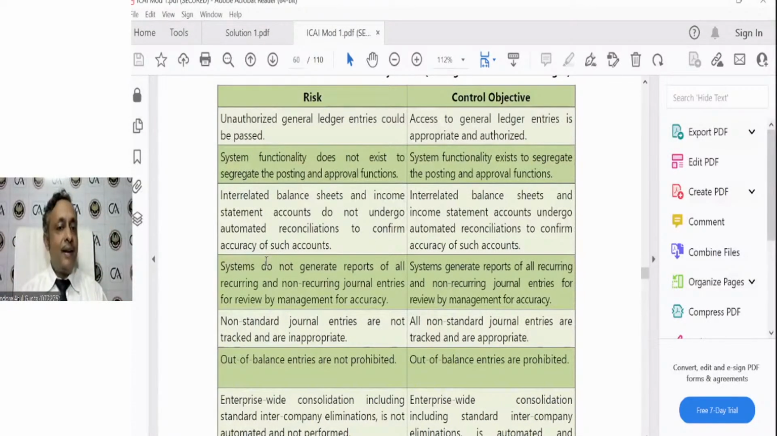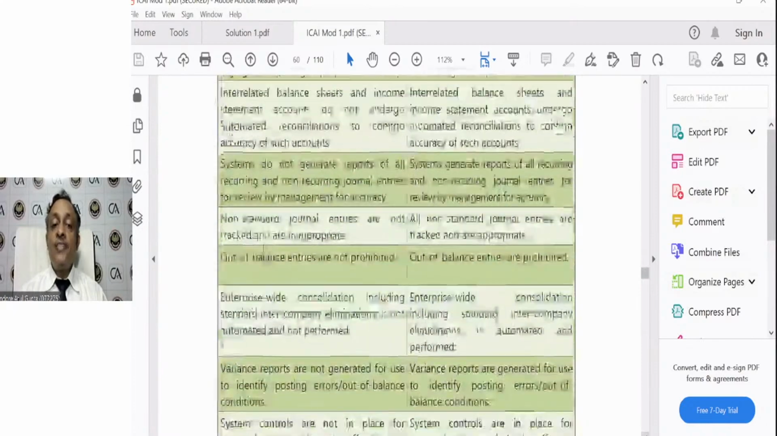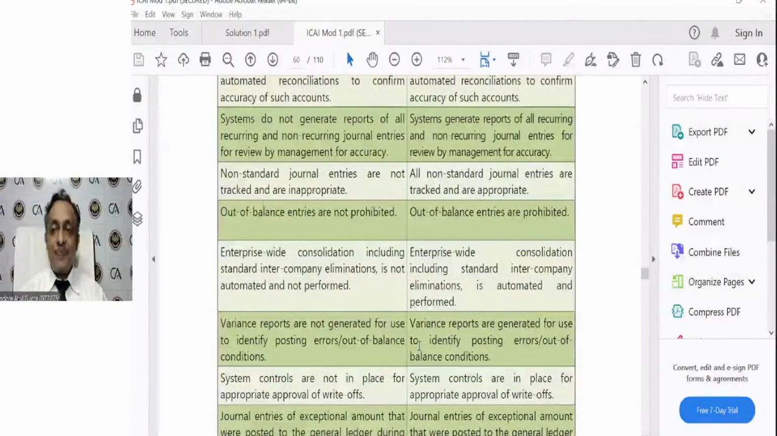Then interrelated balance sheets, income statement do not undergo changes. So they have to be. Non-standard journal entries are not tracked. Yes, this is very, very important. Those entries which are generally not passed through JVs, like cash payment, bank payment. You don't use a JV for them. You use a cash payment voucher or a bank voucher. So this becomes an exception. Out of balance entries are not prohibited. Very important to keep a track.